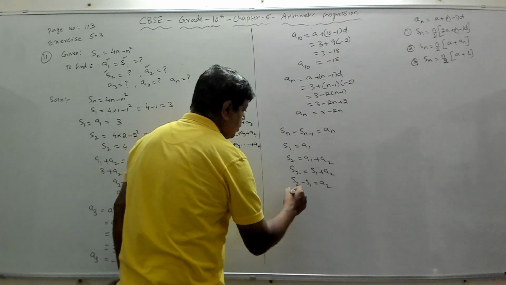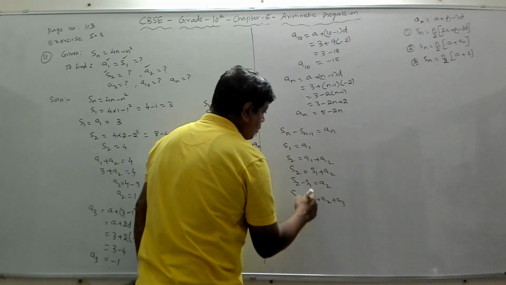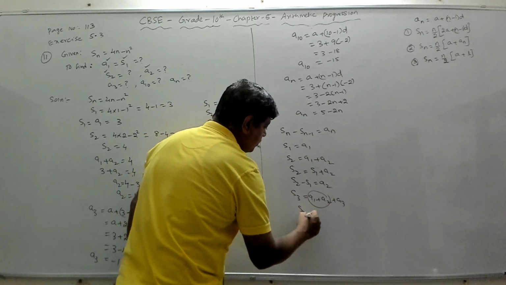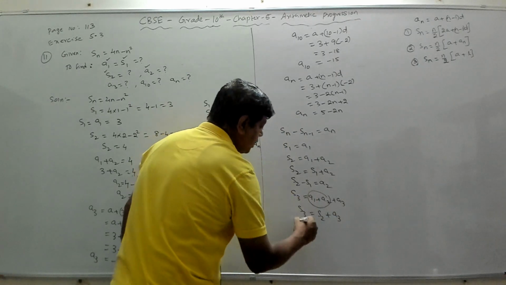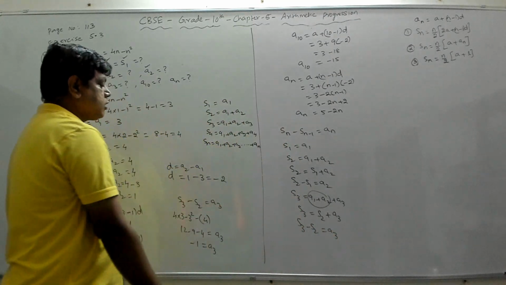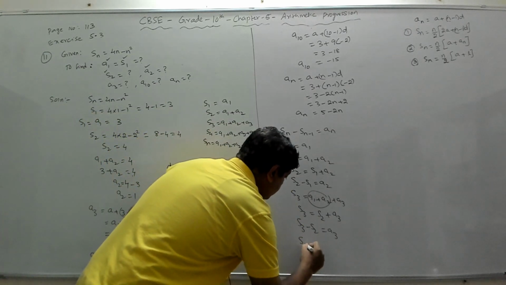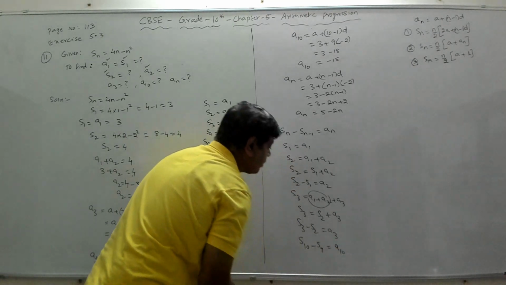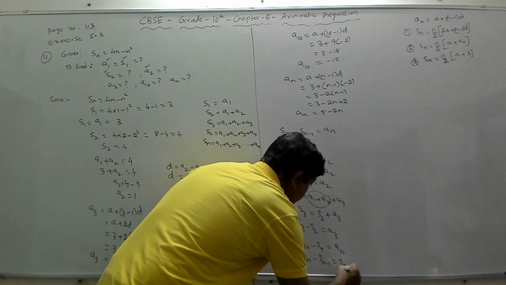Similarly, your S3 is A1 plus A2 plus A3. But A1 plus A2 is S2. So instead of this, I can put S2. So S3 becomes S2, the sum of the first two terms, plus A3. So S2 comes this side, and you have S3 minus S2 is A3. So we can even use this concept and find A3. Similarly, if you want to find A10, you can say S10 minus S9 will give you A10. Similarly, Sn minus Sn minus 1 will give you An.